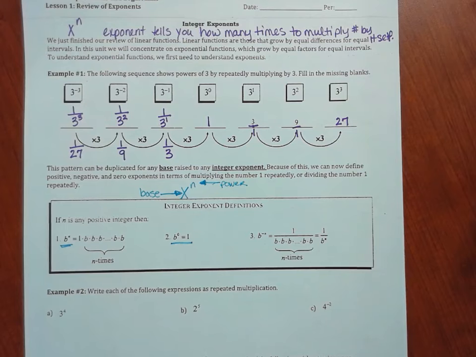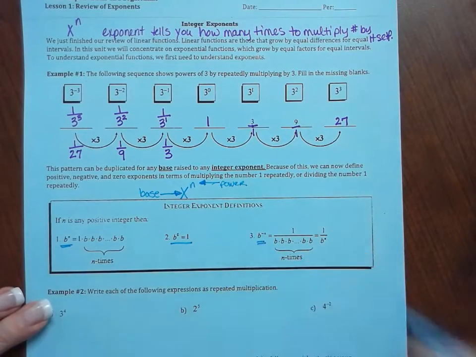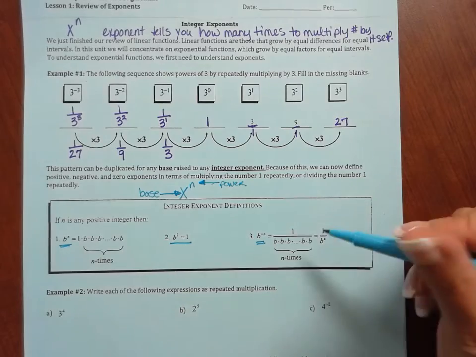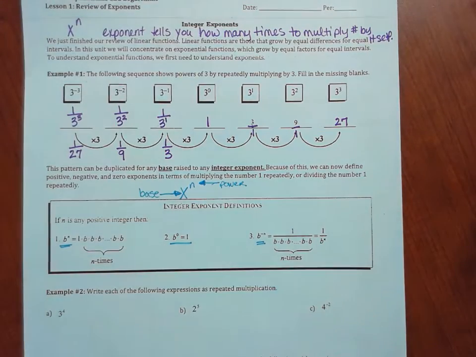B to the 0 equals 1. Any number raised to the 0 power gives you 1. Do we remember that? Kinda, yes. Callie, did you remember that? All right, awesome. And then b to the negative n is going to be rewritten the same way, but as a fraction. Yes? Okay.